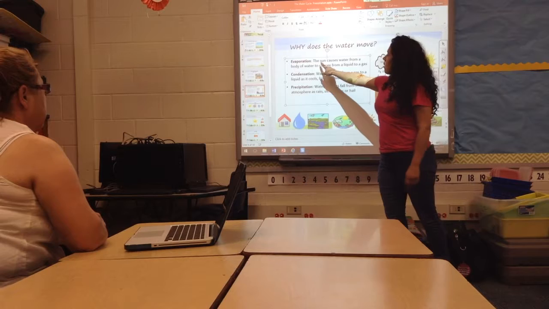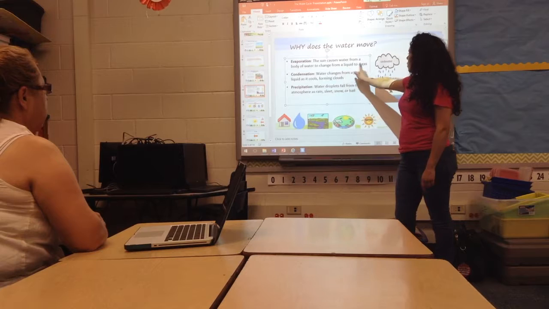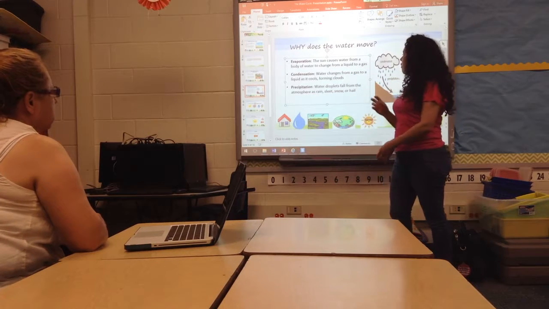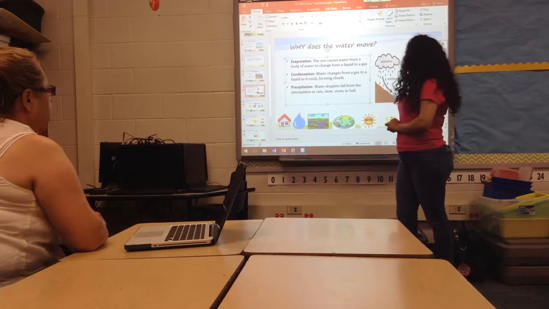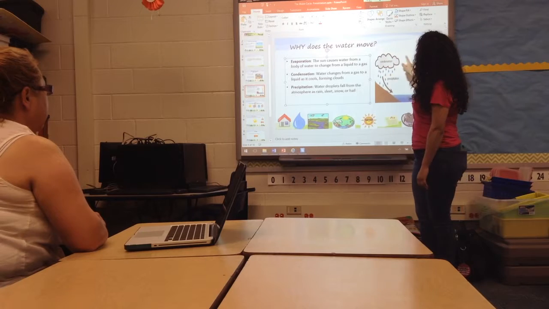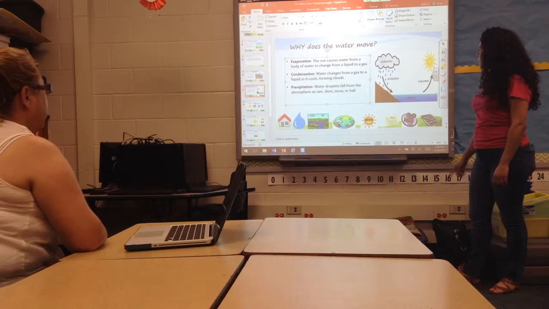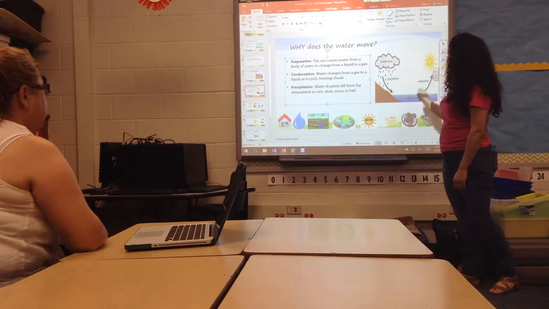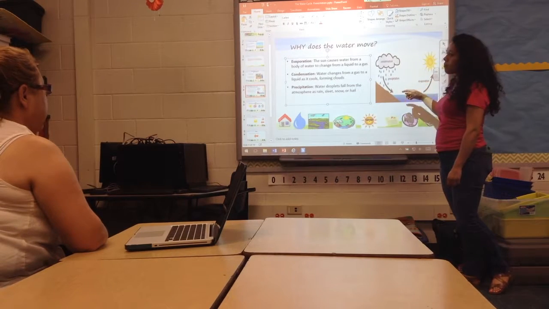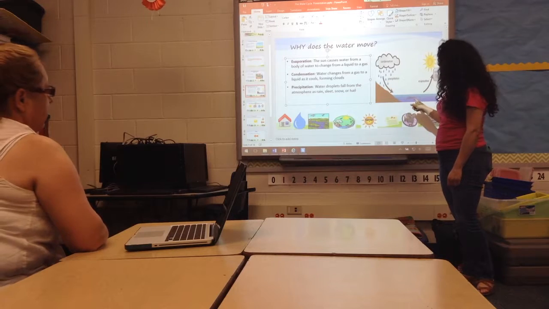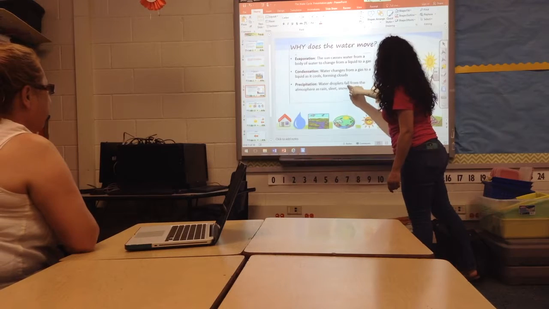What does it mean? The sun causes water from a body of water to change from a liquid to a gas. So it's changing from a liquid to gas. Can you give me an example of that? What do you see here? I see that water is in the river, then it's coming up, and then the sun. I think the sun makes the water go to the clouds, and then it starts raining, something like that. Okay, yeah, maybe. We'll see in a little bit if that's correct.